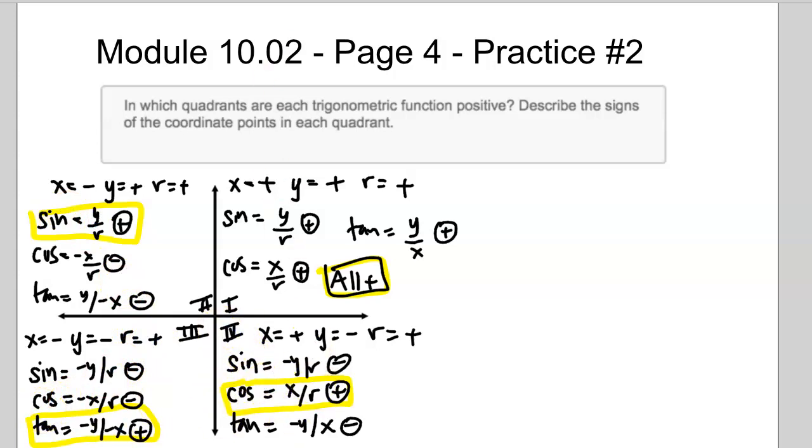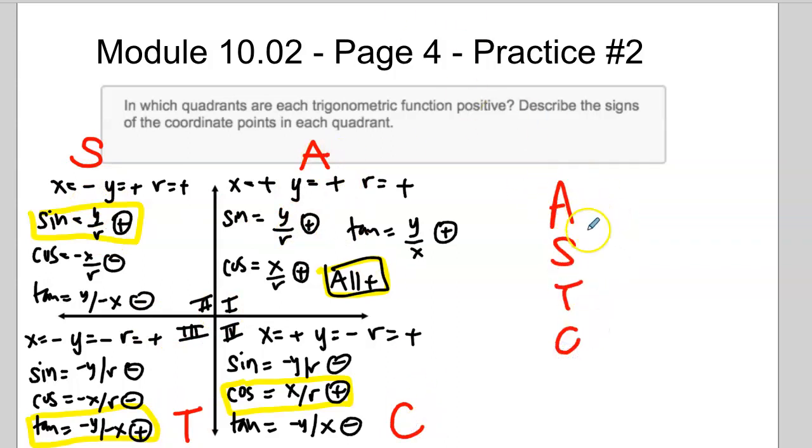So one mnemonic, like they showed you in there, is just remember that starting with quadrant 1, all sine, so this is all, sine, tangent, and cosine. And so just to remember ASTC, we just remember the mnemonic, all students take calculus. And this helps us figure out the signs. All of them are positive in quadrant 1, in quadrant 2 only sine is positive, T for tangent for quadrant 3, and then the fourth quadrant would be just cosine. So this is one way to remember that.